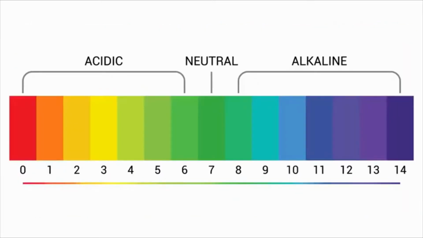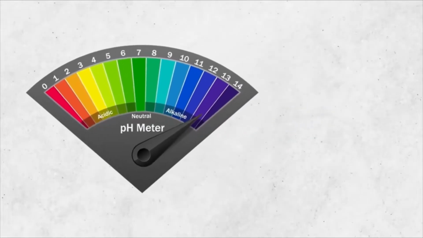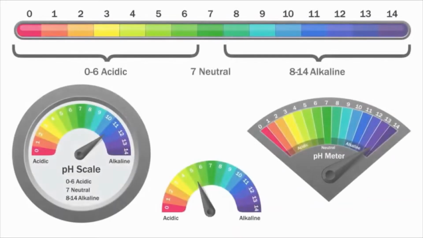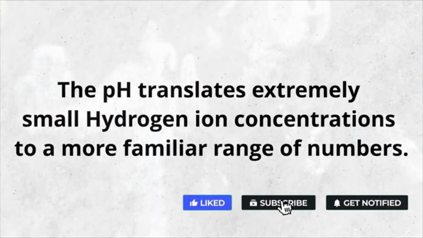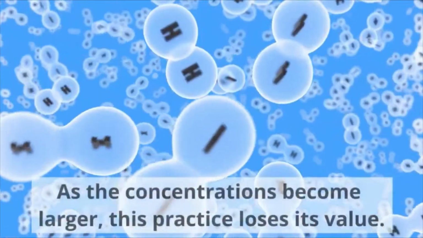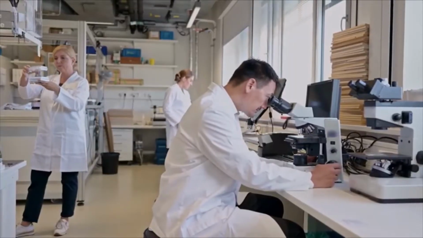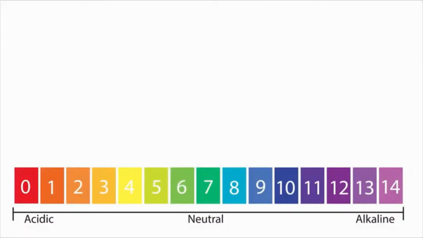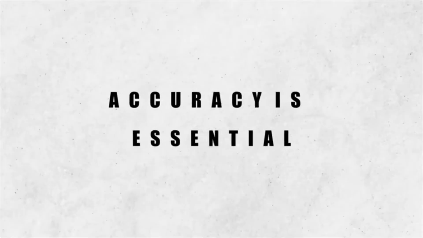In conclusion, it is indeed possible to have a pH outside the conventional 0 to 14 range. However, in such cases, pH fails to be a useful or even meaningful measure due to the various limitations caused by the instruments and the solution itself. From a simple perspective, what pH does is translate extremely small hydrogen ion concentrations to a more familiar range of numbers, but as the concentrations become larger, this practice loses its value. Hopefully, there will be future modifications to improve the efficiency and accuracy of our extreme measurements. After all, pH is one of the most famous and useful concepts in the world of chemistry, and in the realm of science, accuracy is essential.